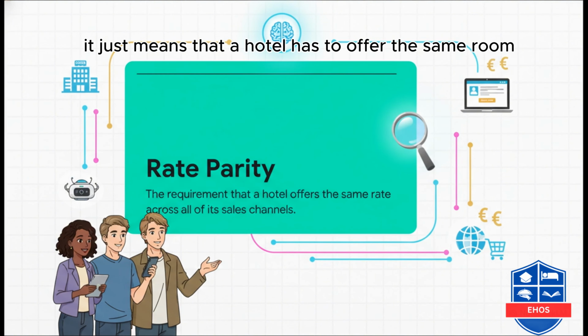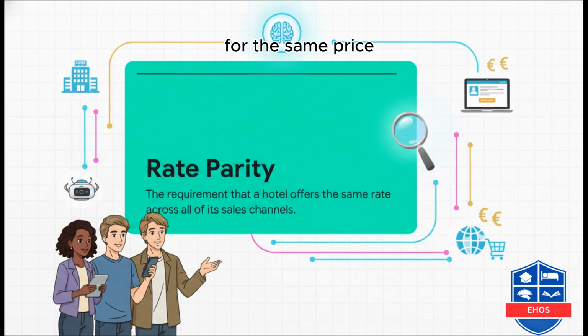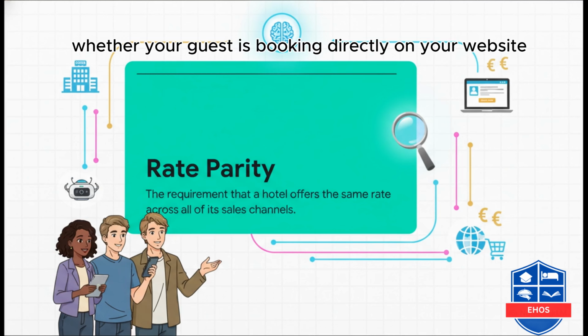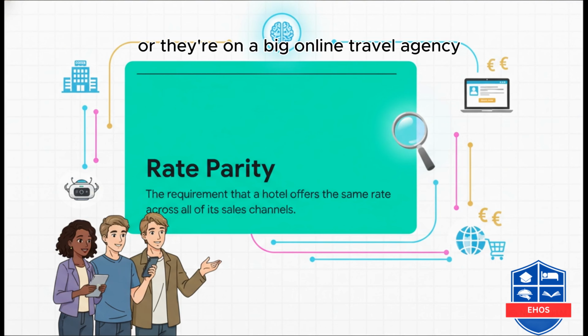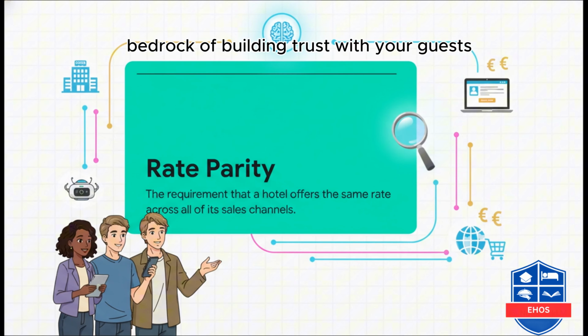It just means that a hotel has to offer the same room for the same price across all of its different sales channels. So whether your guest is booking directly on your website or they're on a big online travel agency, the price they see should be exactly the same. It's all about creating a level, fair playing field. And honestly, it's the absolute bedrock of building trust with your guests.